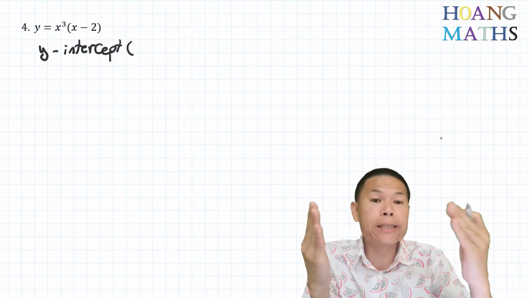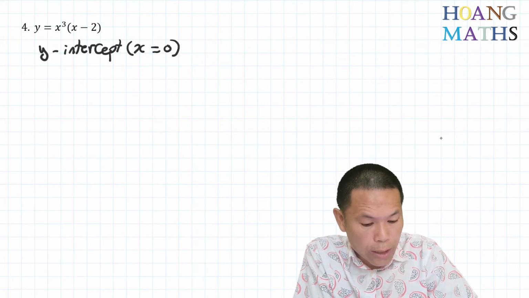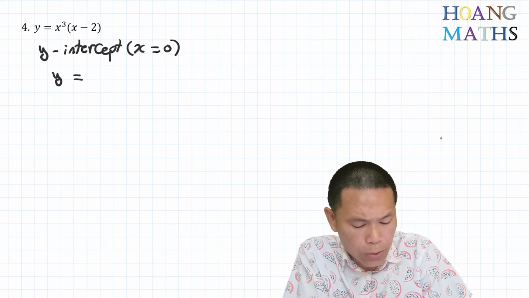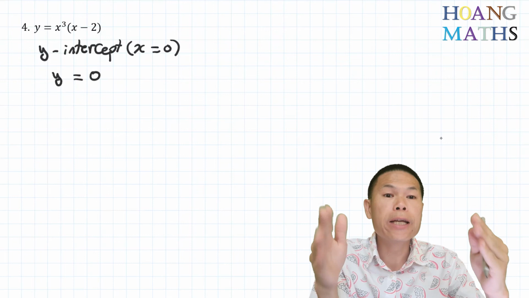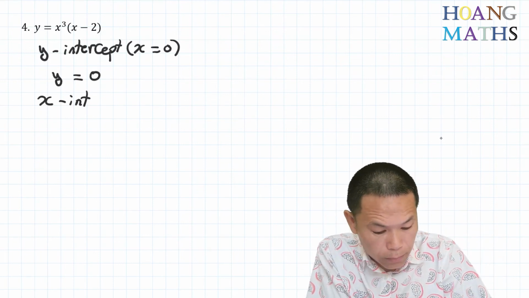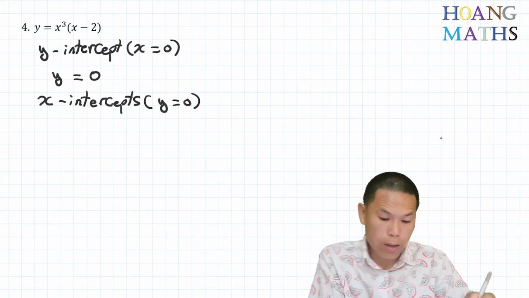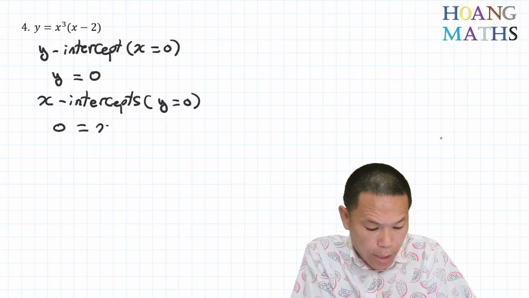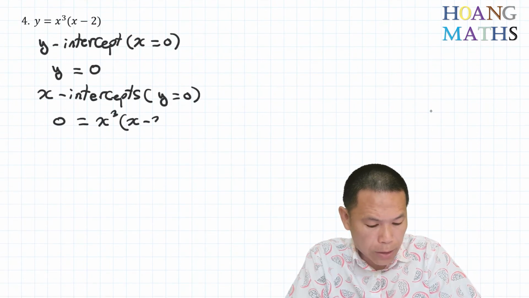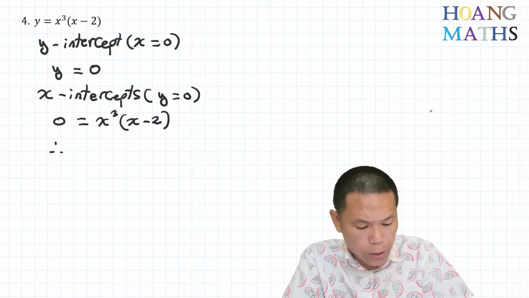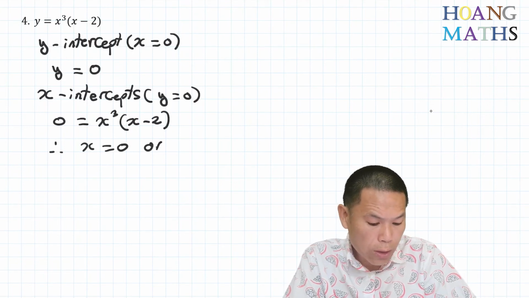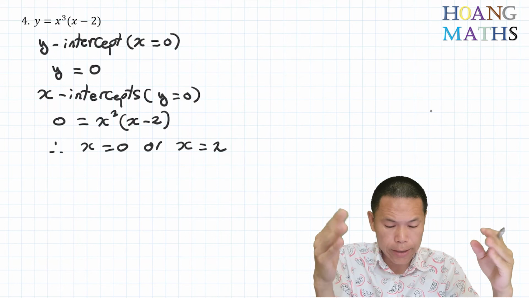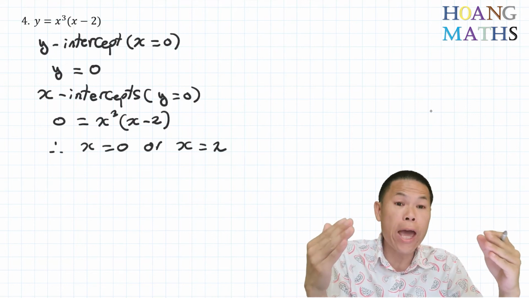So that means when x is equal to 0, the whole thing is equal to 0. So the y-intercept is equal to 0. Then we need to find the x-intercept. So when y equals 0, this means that 0 is equal to x to the power 3, (x minus 2). So therefore, I just quickly do it. X equal to 0 or x is equal to 2. So therefore, the y-intercept is equal to 0 and the x-intercepts are 0 and 2.